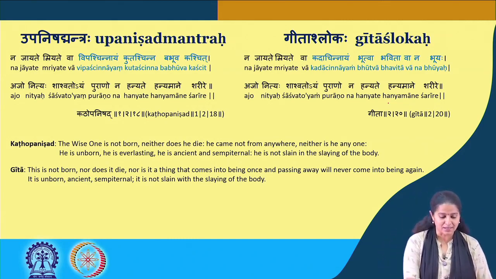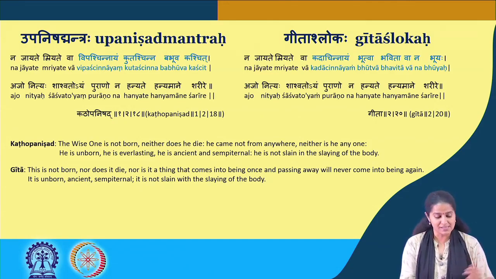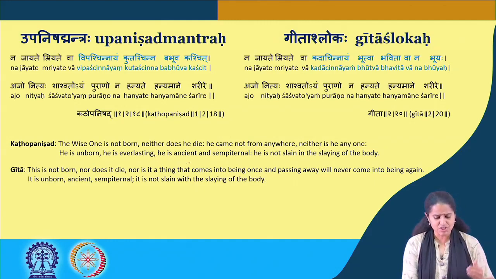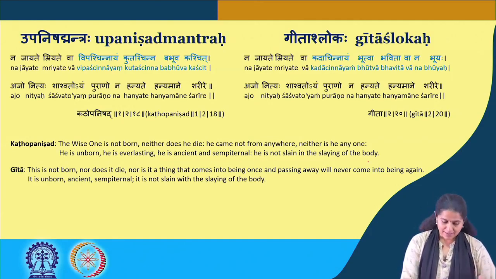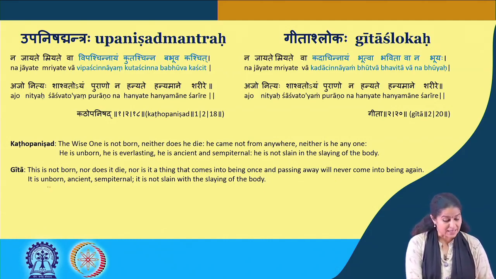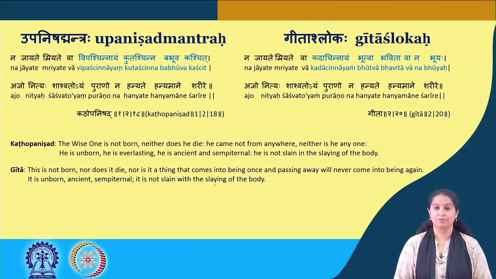be more precise. And in the Kathopanishad it is said, the wise one is not born, neither does he die. He came not from anywhere, neither is he anyone. He is unborn, he is everlasting. He is ancient and sempiternal. He is not slain in the slaying of the body. And the Gita says, this is not born, nor does it die, nor is it a thing that comes into being once the passing away will never come into being again. It is unborn, ancient, sempiternal. It is not slain with the slaying of the body.